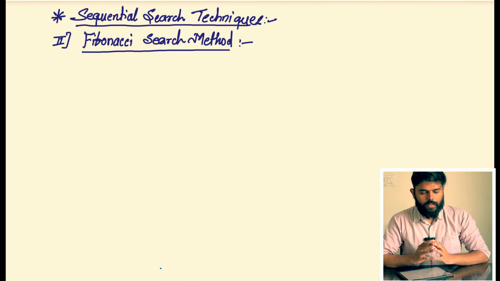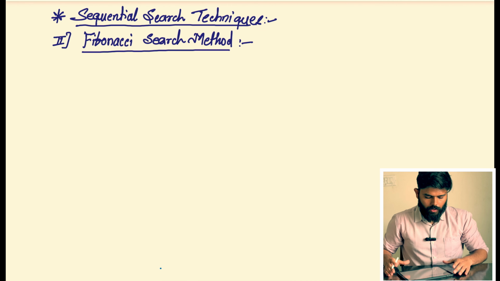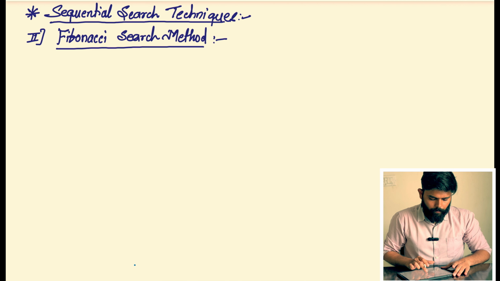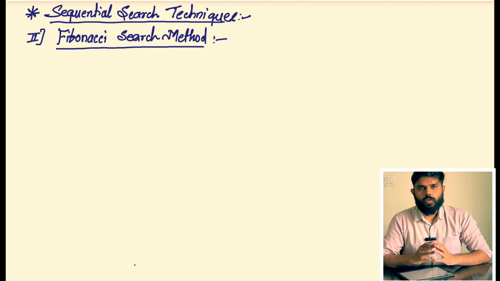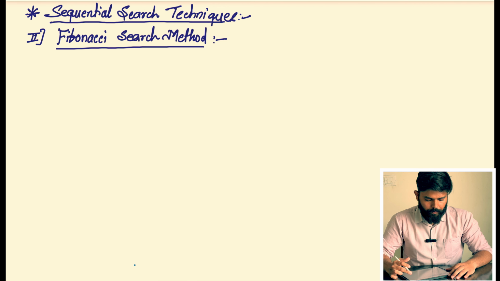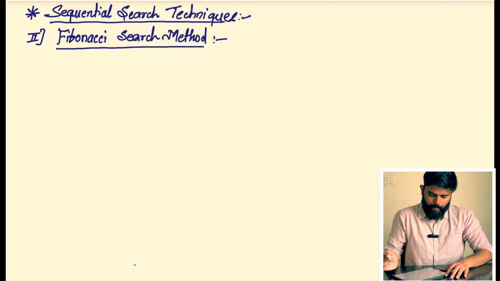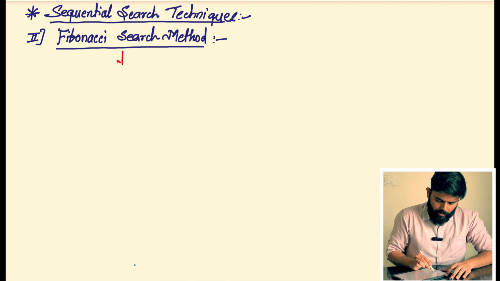So we have started a series on operational research in which in the previous lecture we have completed the dichotomous search method. So in today's session we will be completing the second method of sequential search technique, which is the Fibonacci search method. Okay, so let us start.